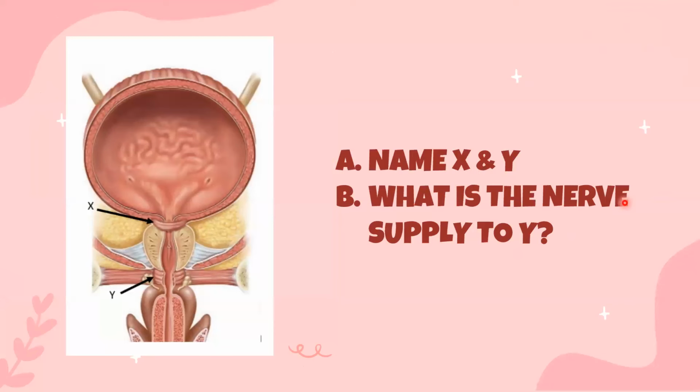Name X and Y, and what is the nerve supply to Y? Now, this is an actual question that we got on our exam. Neck of the bladder. Okay. Is this X or Y? X, internal urethra. Okay. X, all right. What about Y?